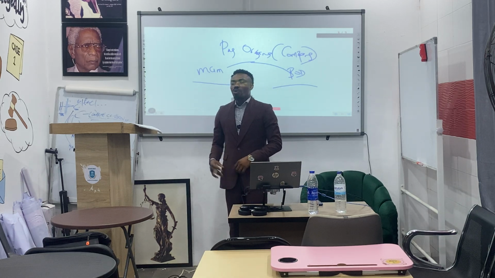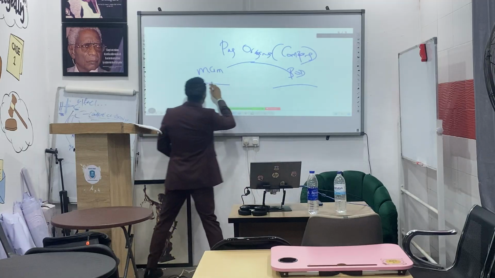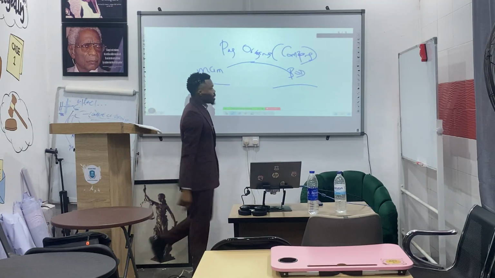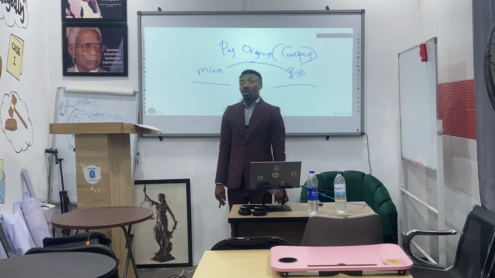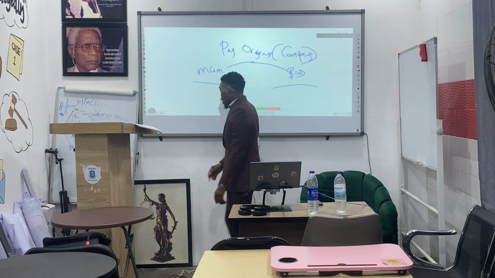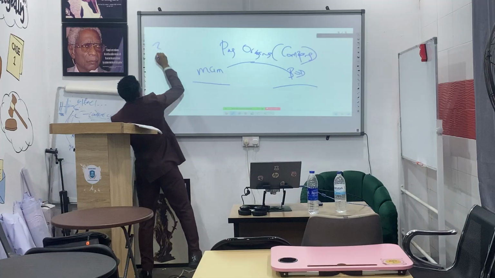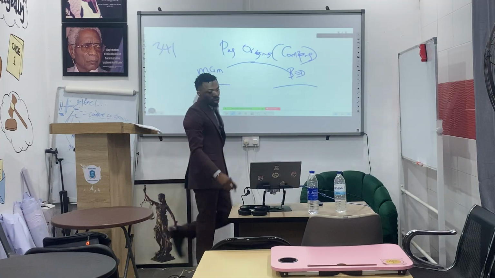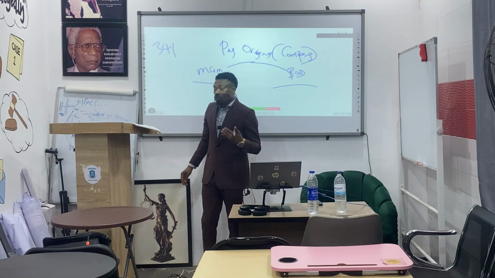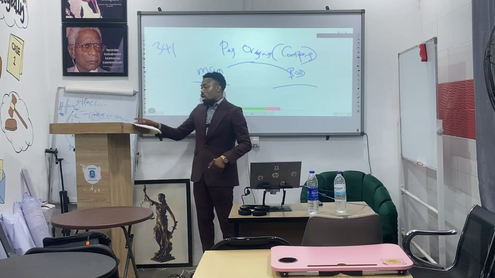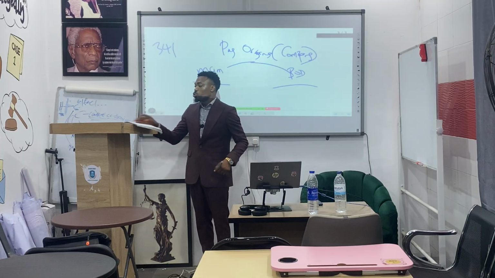Now, the question is, what are those decisions that are to be made by the members in general meeting? What are those decisions that are to be made by the board of directors? The reason being that if, for example, you go to section 341, let's take it as an example to highlight this topical issue for you.